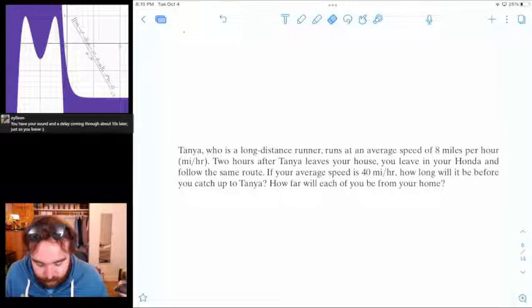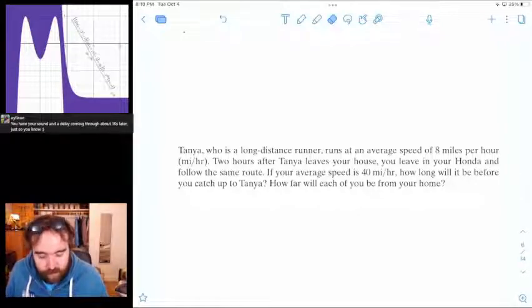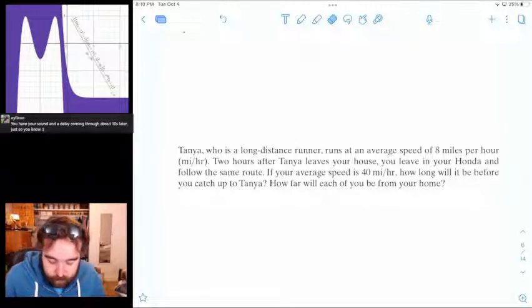And follow the same route. If your average speed is 40 miles an hour, how long will it be before you catch up to Tanya? How far will each of you be from your house?